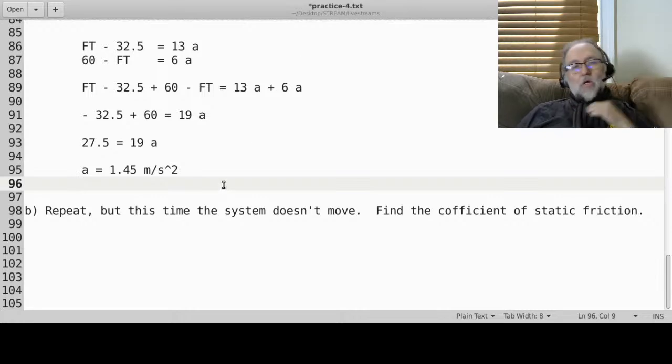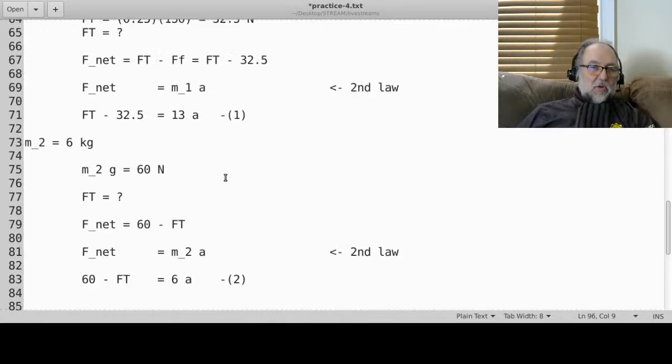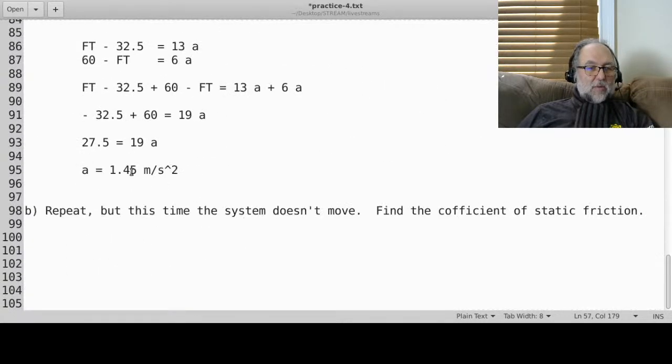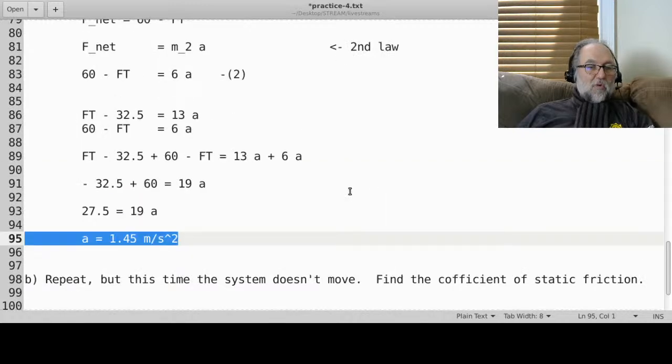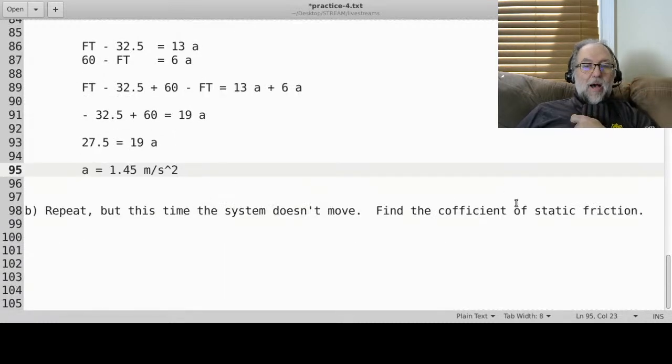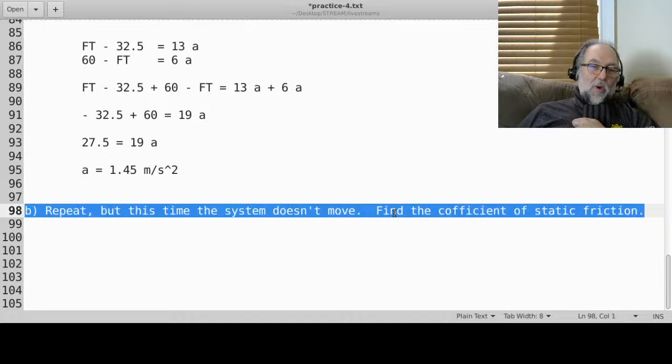Okay, so great. Did we answer the question? I asked what is the acceleration of the system, and we got that the acceleration was 1.45 meters per second squared. Okay, and does that make sense? Yeah, it has to be bigger than 0 if it's accelerating at all, and it has to be less than 9.8 or 10 meters per second squared. Okay, and 1.4 is less than 10. So yeah, it works.